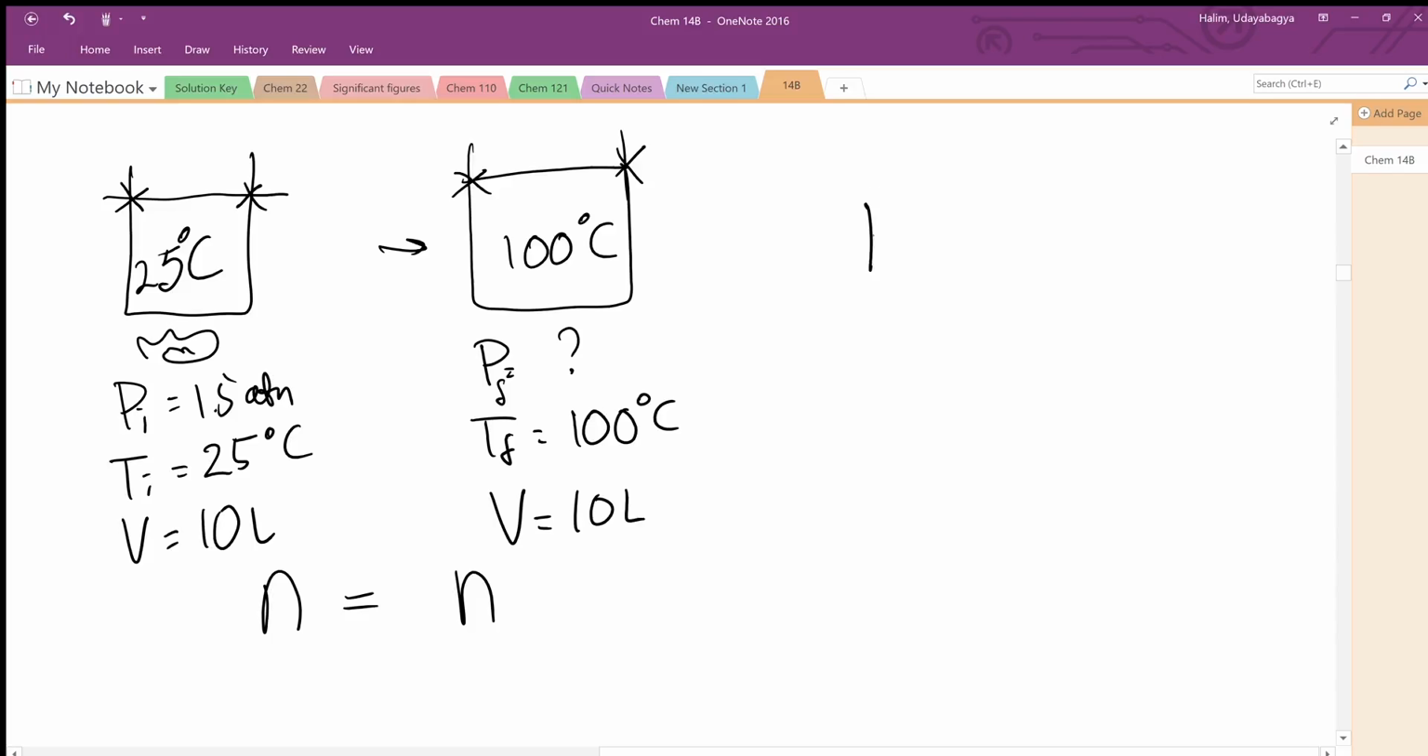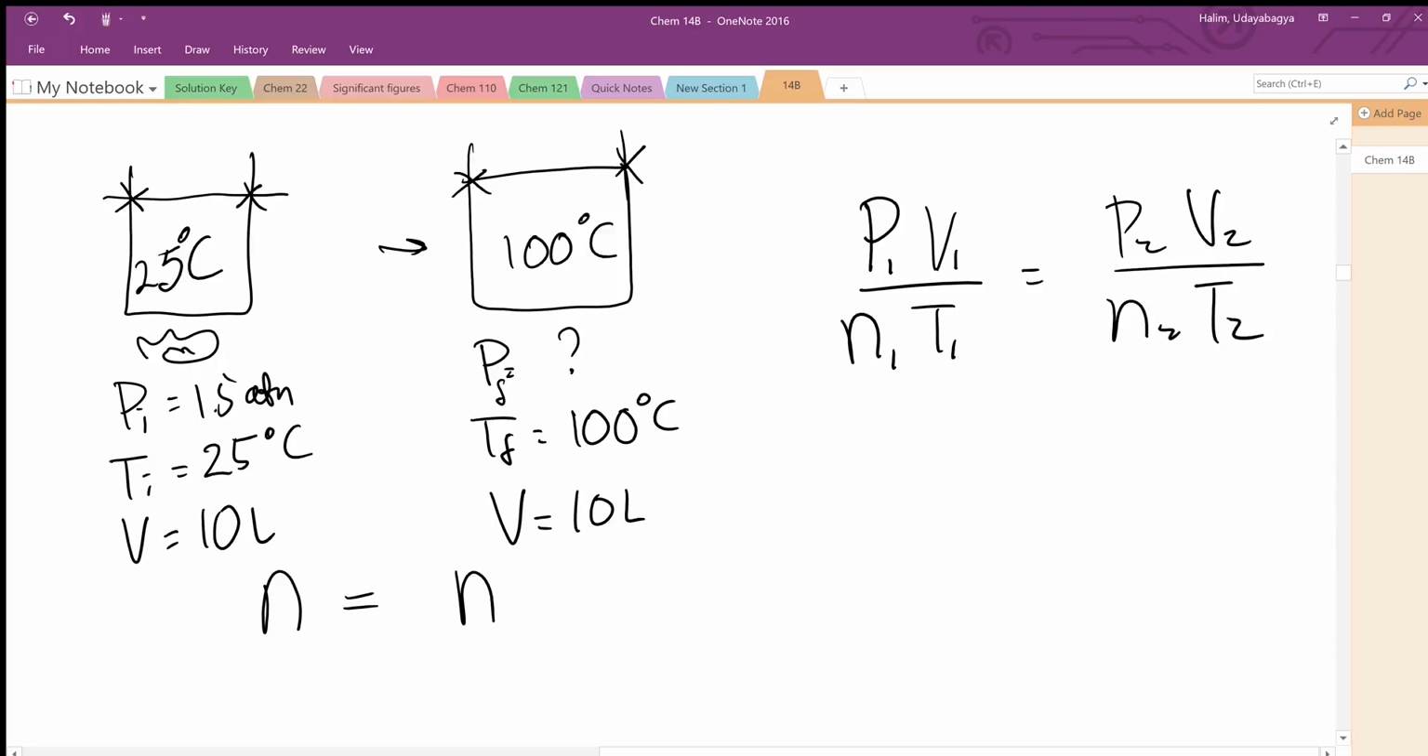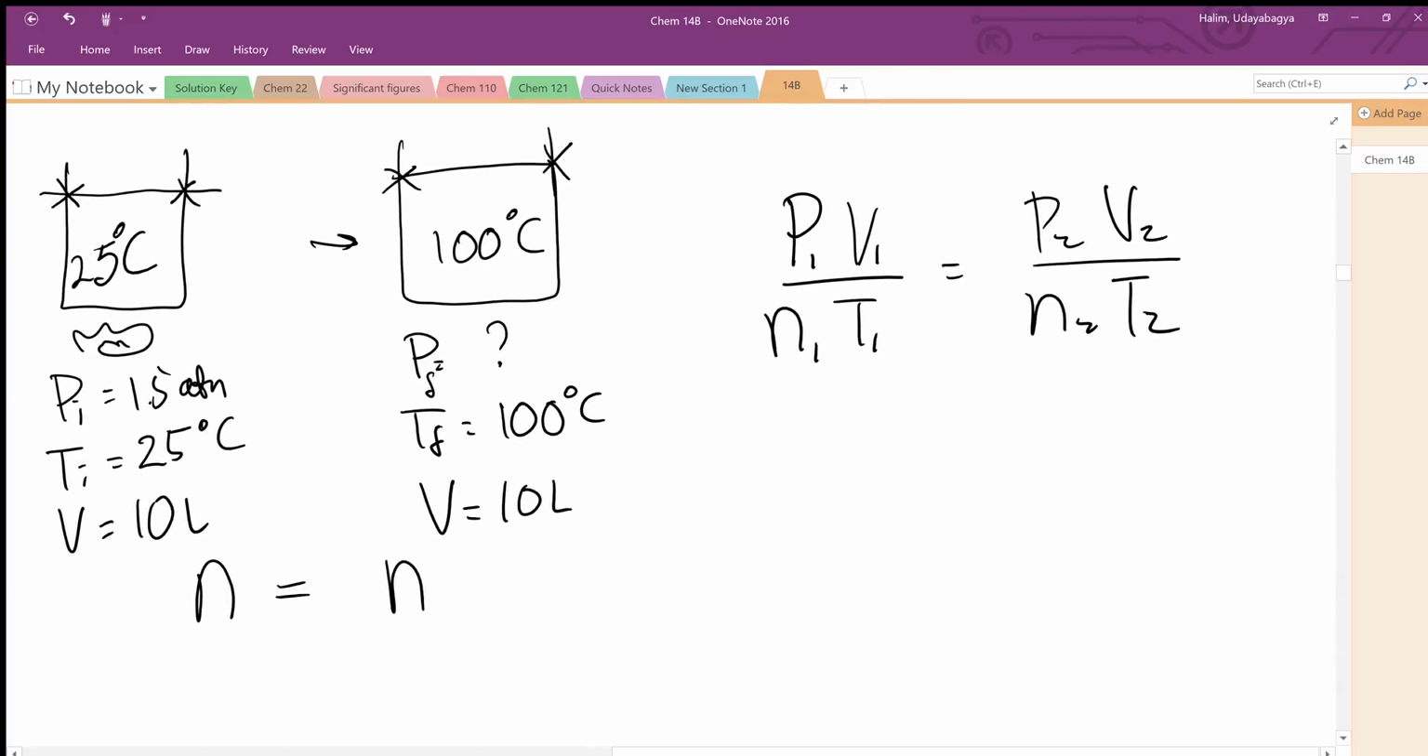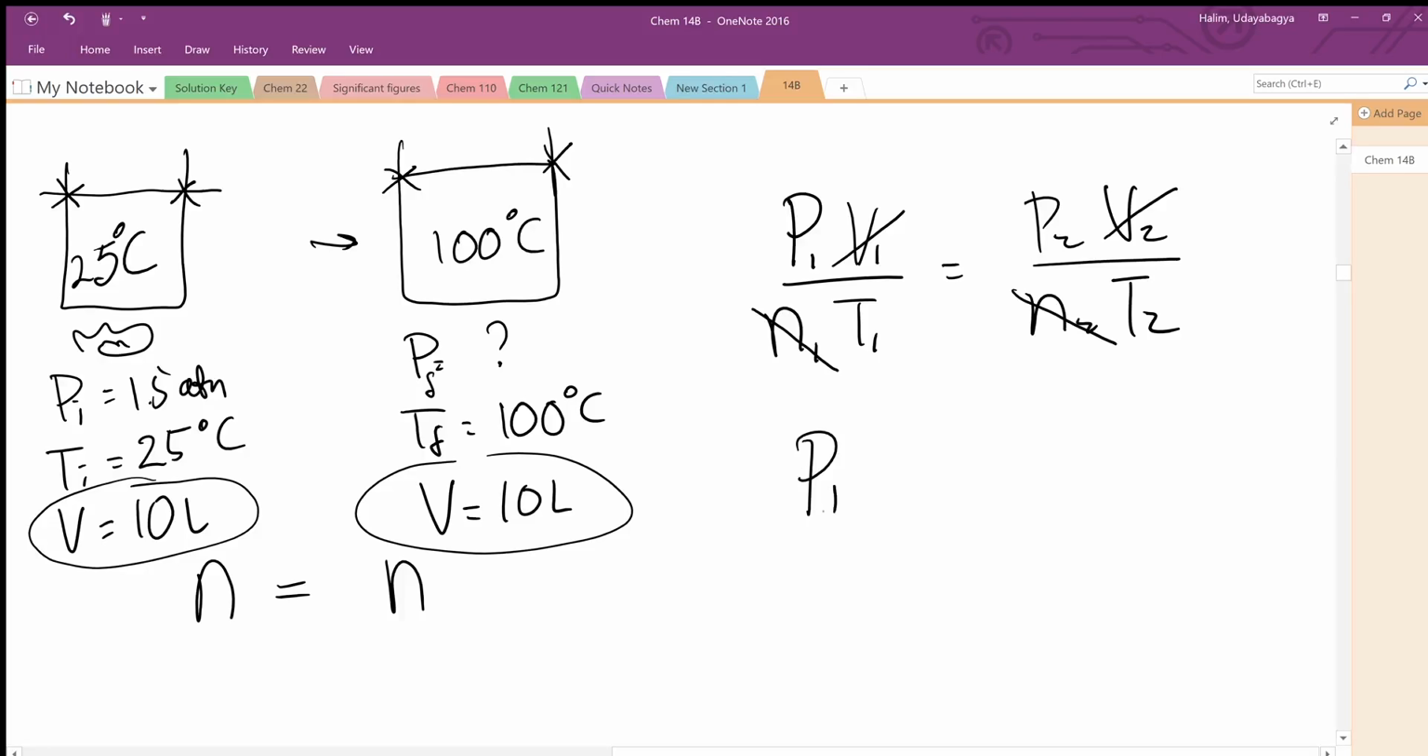Well, we can use the equation for ideal gas changing conditions. So P1 V1 over N1 T1 equals P2 V2 over N2 T2. And I know I'm going to cross off some information to make it a bit easier. I know the volume before and after is the same, so I can cross it off. And I also know that the number of moles is going to be the same because the container is fixed. It's not open to the atmosphere. So the equation becomes easier. That is, this has become P1 over T1 equals P2 over T2. So that's kind of the extent for the ideal gas law.